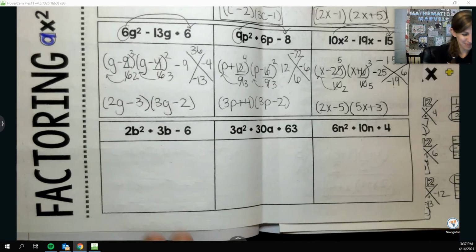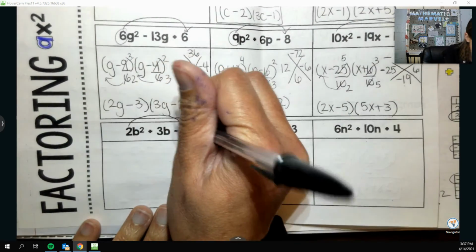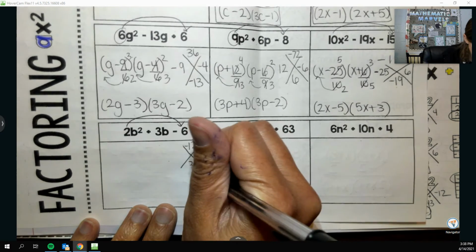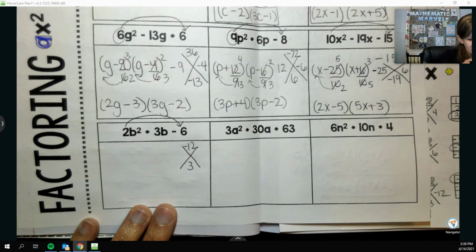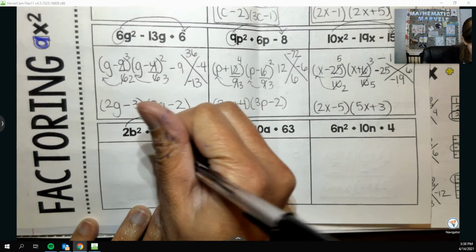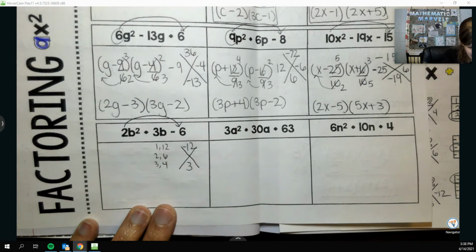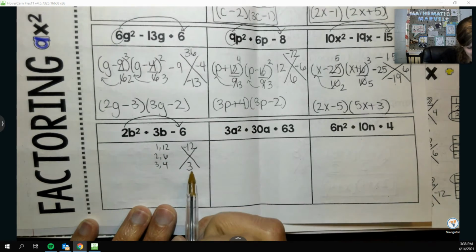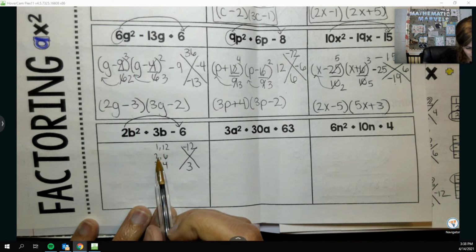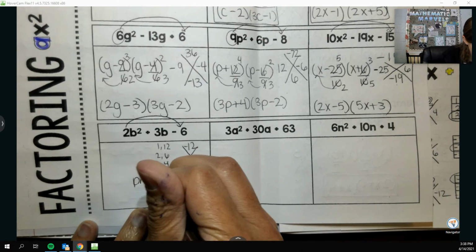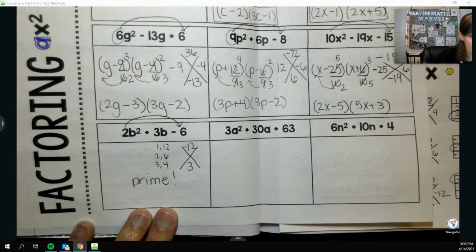Onto the next. Slide to the back. And we get negative 12. Trying to add to 3. The only things that multiply to 12 are 1 and 12, 2 and 6, 3 and 4. And there's no way for me to get 3. 13 or 11, 8 or 4, 7 or 1. This boy's prime. Or not factorable.